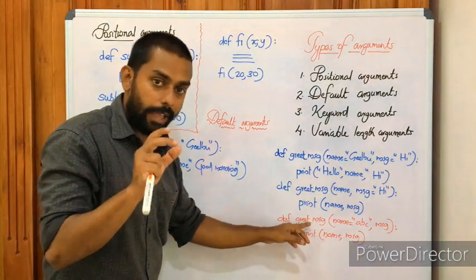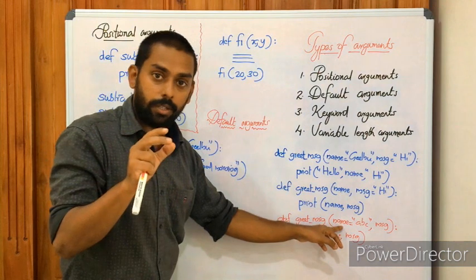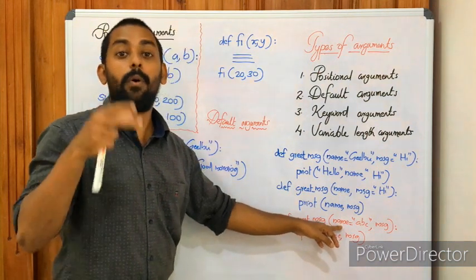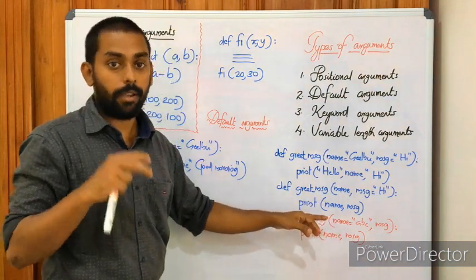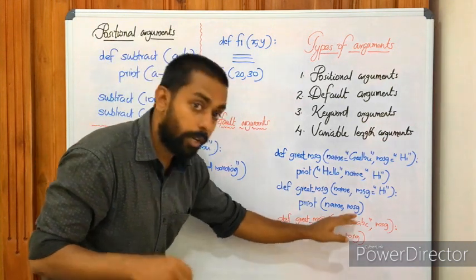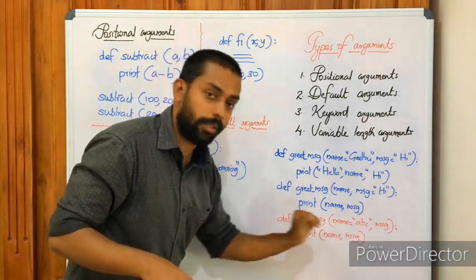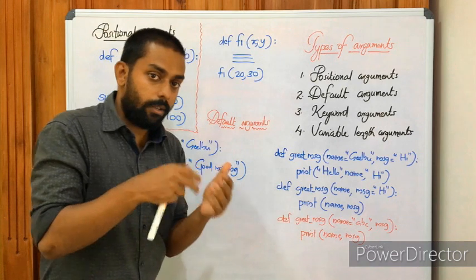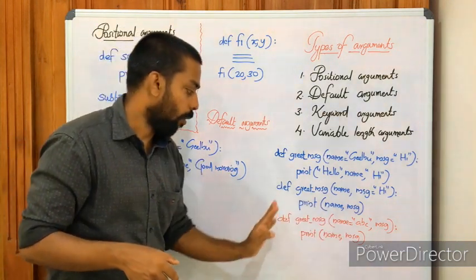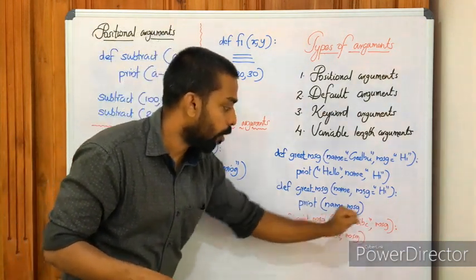It results in an error because we have a condition: non-default arguments follow default argument. So how can you make it right? Just by changing the order, or by making some changes to this code: name = "abc", msg.